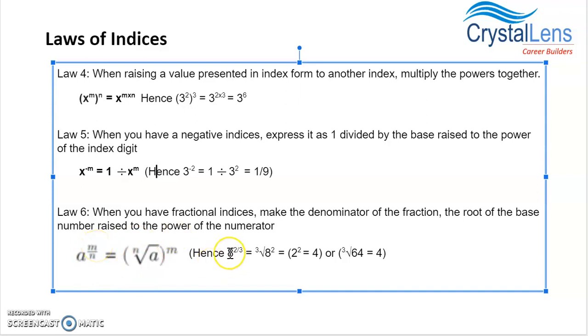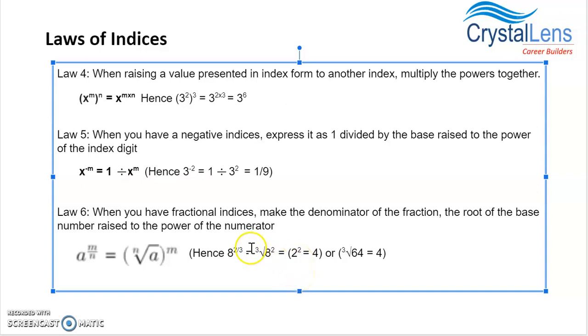In this case, it says 8 raised to power 2 over 3. The denominator is 3, so you're going to be looking for the third root. We call it the cube root. So you're going to say the cube root of 8 raised to power 2. Now you can do this equation anyhow you want. It's still going to give you the same answer. You could choose to first find the cube root, and then find the square, or you could choose to square it first, then find the cube root. You're going to get the same answer.